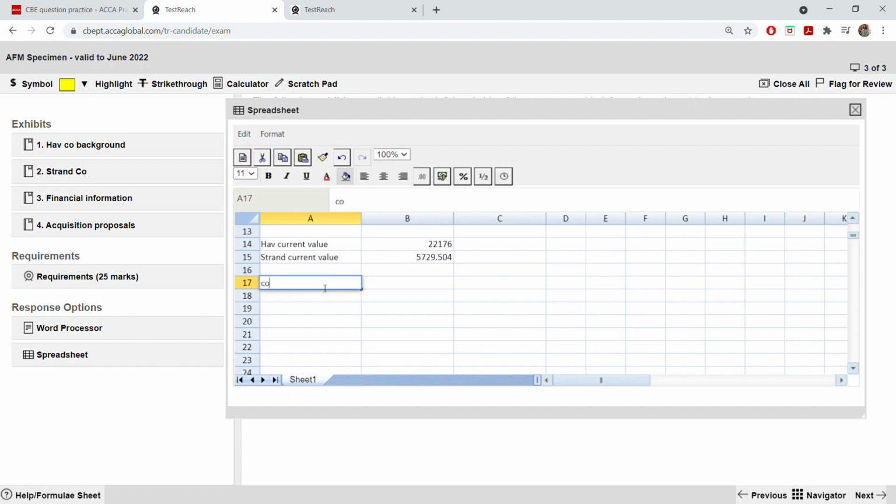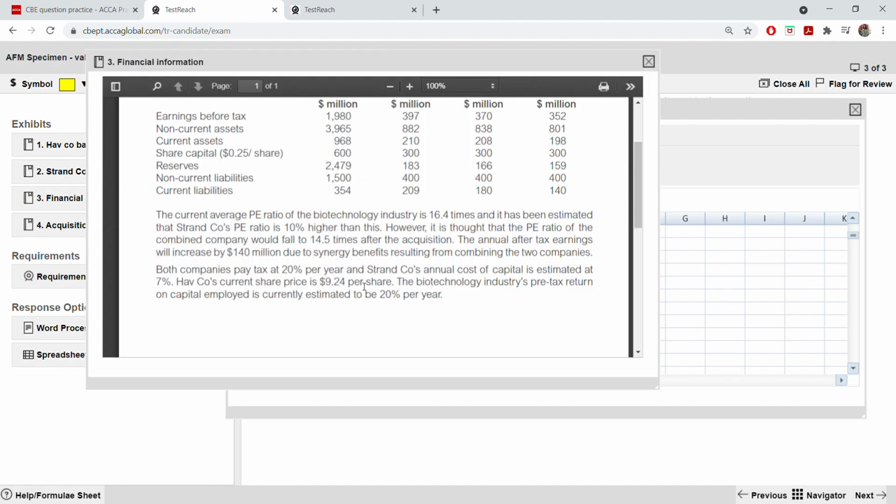Okay. Now what else? Combined company value. So combined company value will be what? The addition of the two company. Plus the synergy. Isn't it? So here equal to. Okay. You cannot add this to as it is because the PE ratio for the combined company is different. Let us go to that. You see, however, it is thought that PE ratio of the combined company would fall to 14.5 times. So the combined company's ratio is 14.5 times and we have a synergy also of 140. You understanding?